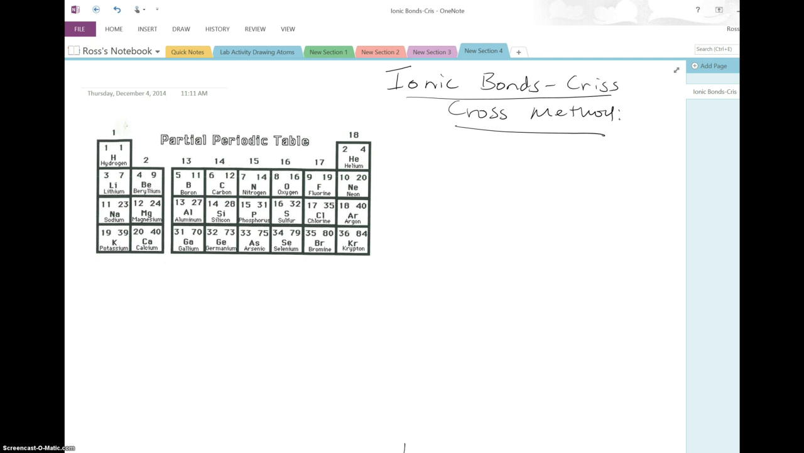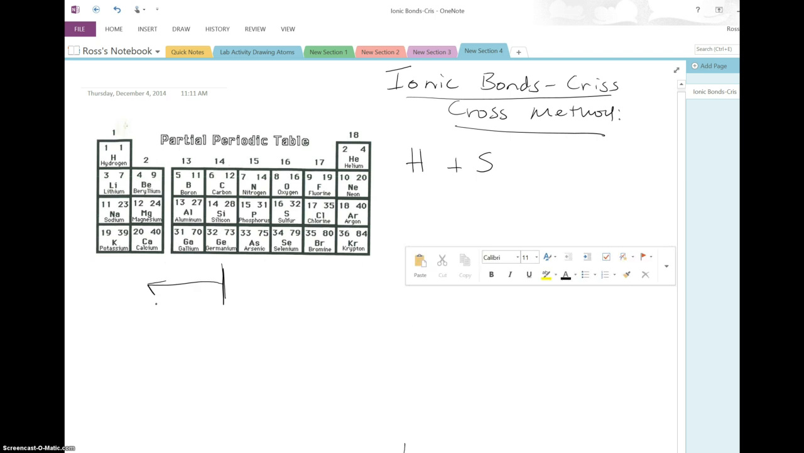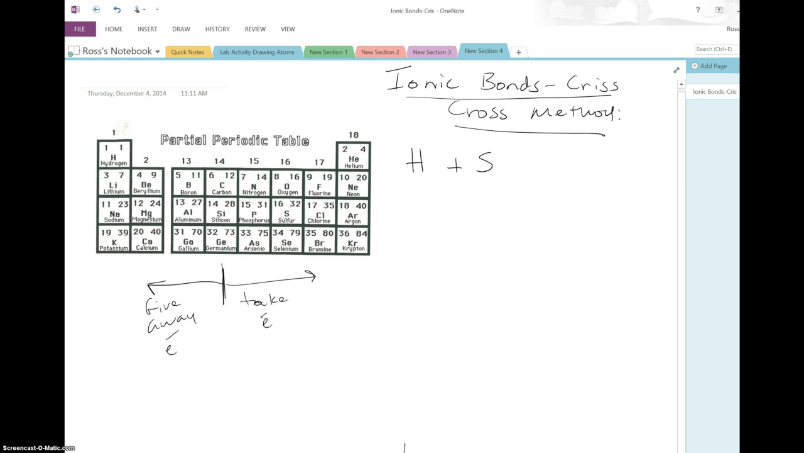So let's say that we are starting with something like hydrogen. We'll start easy. Hydrogen, and let's do oxygen. Actually, let's change that. Let's do sulfur. So the first step, as always, is we need to take a look at the families of the periodic table. We know that 4 is kind of our dividing line. Everything on this side is going to give up electrons. Give away electrons. Everything on this side is going to take electrons.